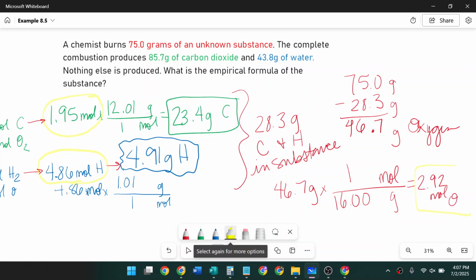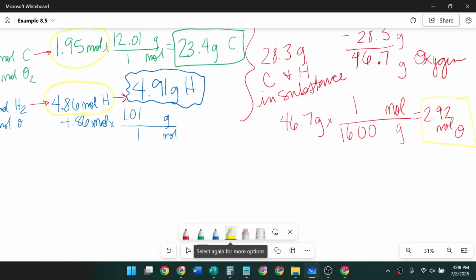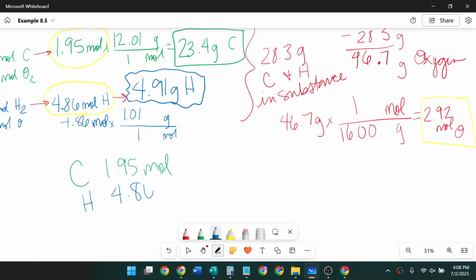So these are our 3 numbers. So I'm going to collect them all to the same place. We're going to move this down a little bit so that we can compare them all, because what we're trying to find is the unknown substance. So we have carbon. We have 1.95 moles of that. We have hydrogen. We have 4.86 moles of that. And then we have oxygen, and we have 2.92 moles of that.